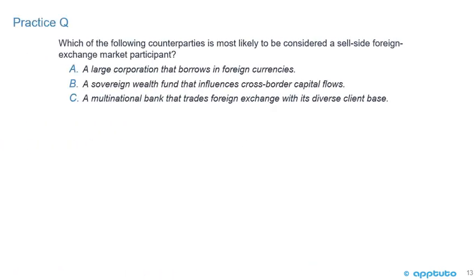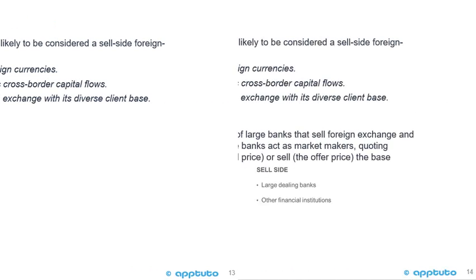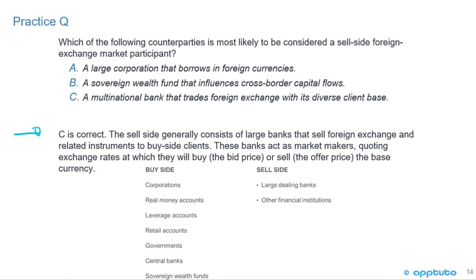And one last quick practice question to finish this LOS. Which of the following counterparties is most likely to be considered a sell-side foreign exchange market participant? A, a large corporation that borrows in foreign currencies. B, a sovereign wealth fund that influences cross-border capital flows. Or C, a multinational bank that trades foreign exchange with its diverse client base. Okay, this question should be fairly easy. C is correct, so you just have to read very carefully because it's considered a sell side.